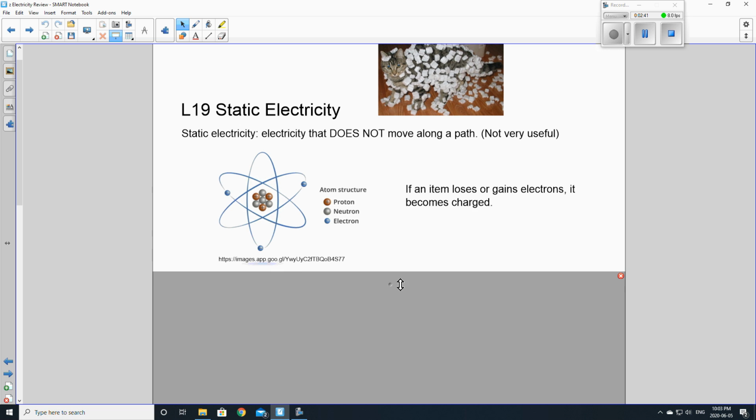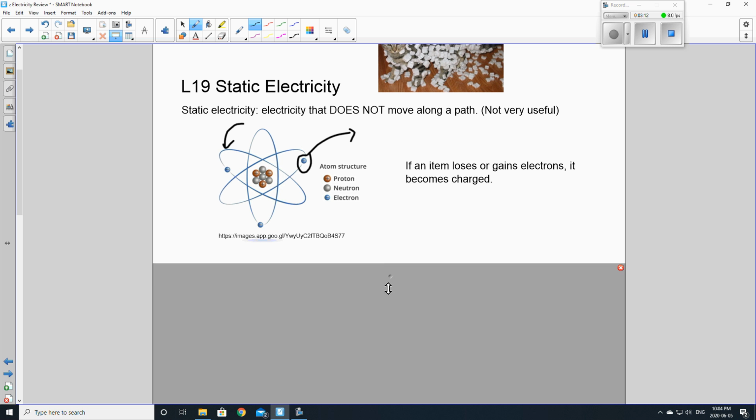So, over here, we have a picture of an atom. There's protons, neutrons, and electrons, okay? These electrons are very lightweight, and if an atom loses electrons, where an electron goes to another item, or if something else gives up electrons and it has additional electrons, then it becomes charged, okay? So if you have more negatives, it means you're negative. If you have more pluses, then you are positive, okay?